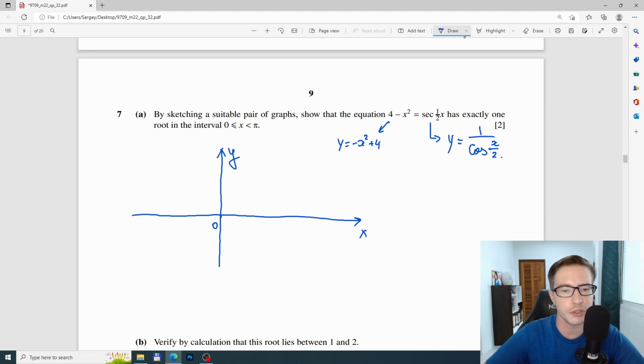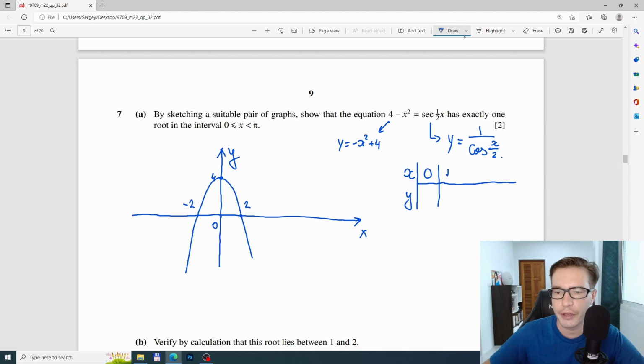That's going to be a quadratic function, vertex at (0, 4). It opens down and it will intersect the x-axis at points 2 and minus 2. Now, for the second graph, I'll just draw a table of values to understand better what's going on. So x and y. I will choose some key points, 0, pi over 4, pi over 2, and pi.